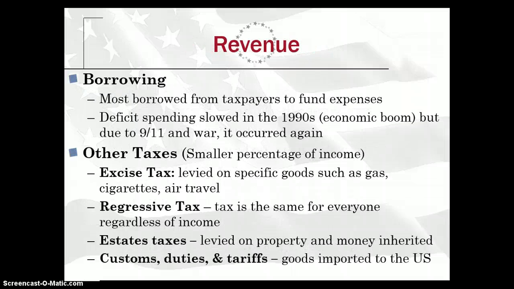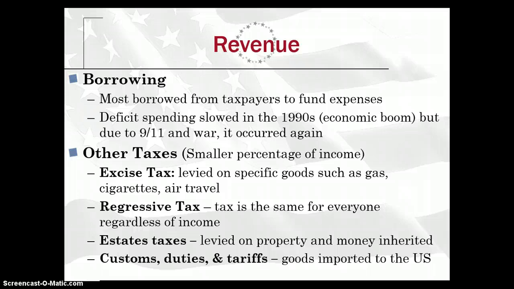As I mentioned earlier, most borrowing is from taxpayers to fund expenses. At times you're going to have deficit spending, where we're overspending. At times we've seen the deficit really dwindle down, especially during the economic booms in the 90s. But then under George W. Bush, as a result of 9/11 and two wars, deficit spending occurred once again. So it sort of ebbs and flows, as we saw the other day.